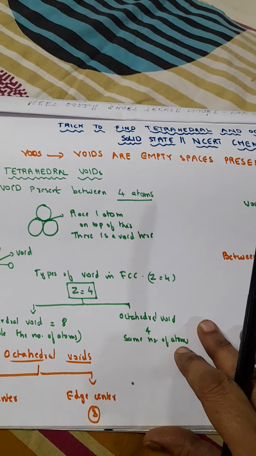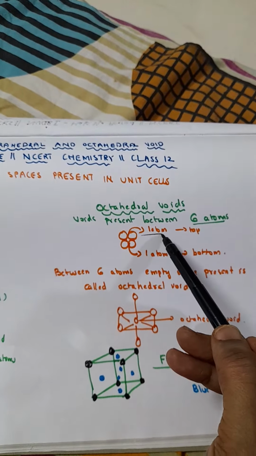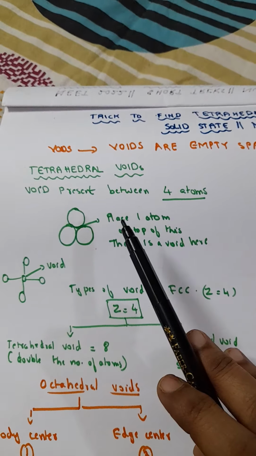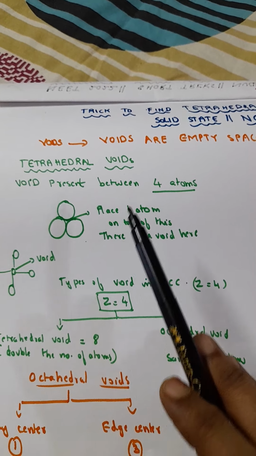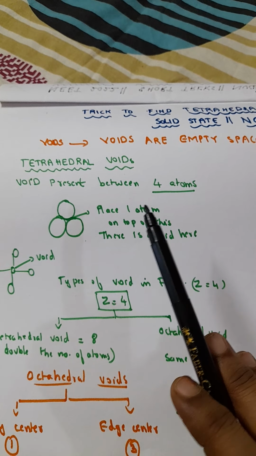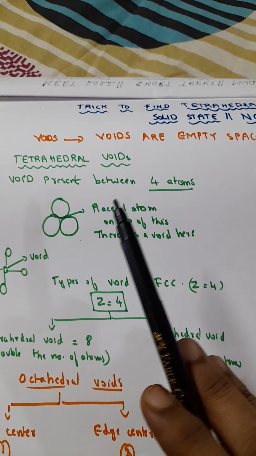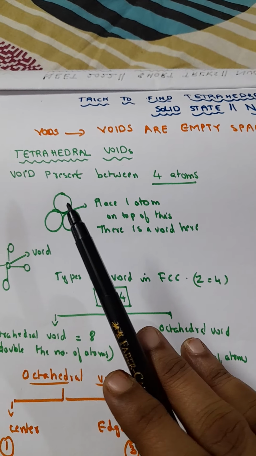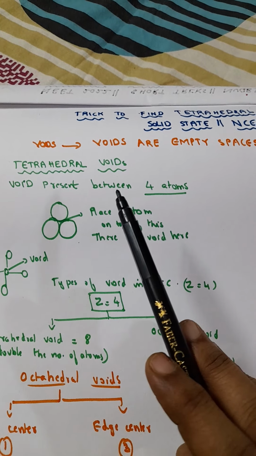Now we have tetrahedral voids as well as octahedral voids. Let us see what is meant by tetrahedral voids. Suppose you think that 4 atoms are there, and the empty space which is present between the 4 atoms, or the void present between 4 atoms, is called tetrahedral void.